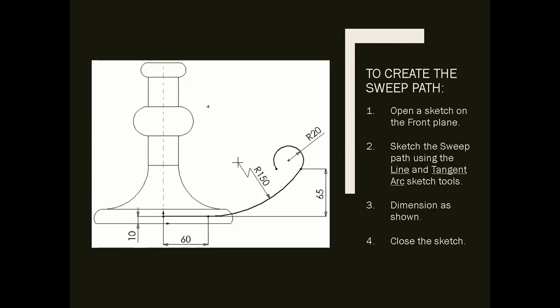So to start, we're going to create our sweep path. You can see we have a straight line segment, then we have an arc connected to another arc. So you're going to sketch on the front plane. You're going to sketch this line and tangent arcs, add in your dimensions and relationships it shows. This 10 is how high up our path is going to go from our bottom datum. Then you will close this sketch. Remember, you have to have a different sketch open for two different sketches.